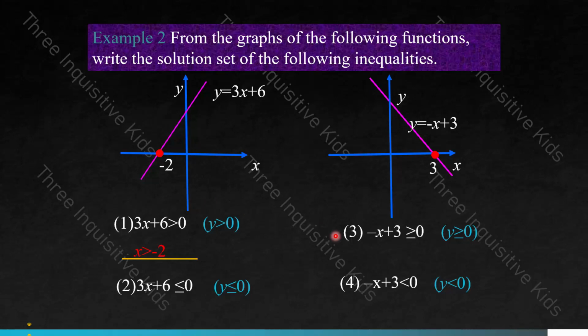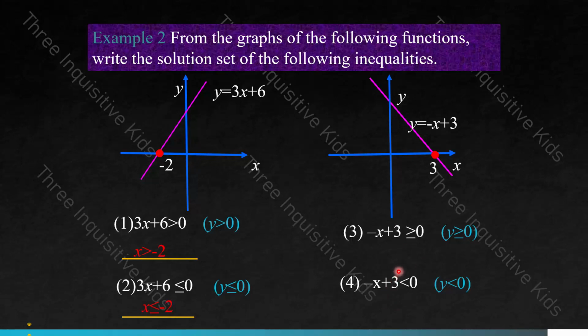2. 3x plus 6 is less than or equal to 0, which is when y is less than or equal to 0. Well, that would be when x is less than or equal to negative 2. And this point, this x-intercept right here, the point (negative 2, 0), is the turning point for when y is greater than 0 or when y is less than 0. So finding the coordinates of that intersection point is very crucial to solving the rest of these problems.